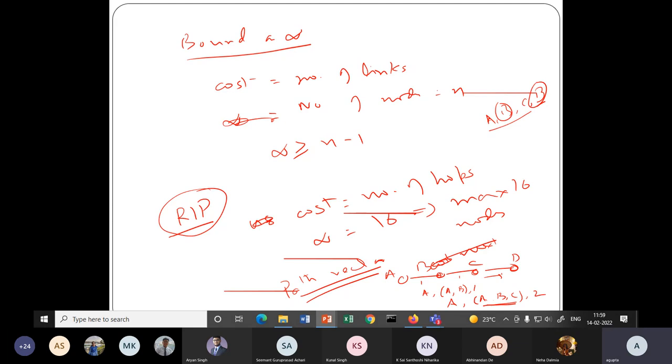So, in summary of today's class, distance vector has this problem of routing loops, the counting to infinity problem. There are ways like triggered updates, split horizon, and poison reverse, by which we can reduce the chance of that happening, but not completely eliminate it.